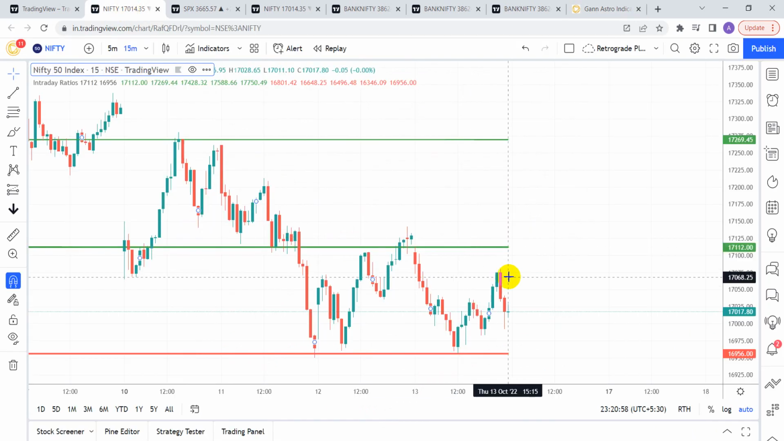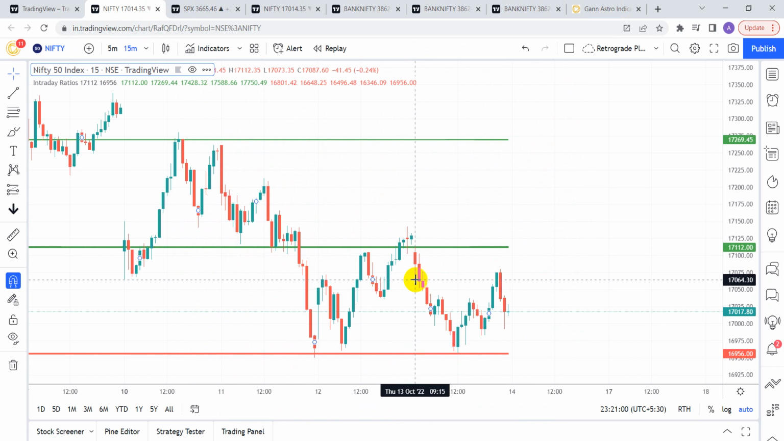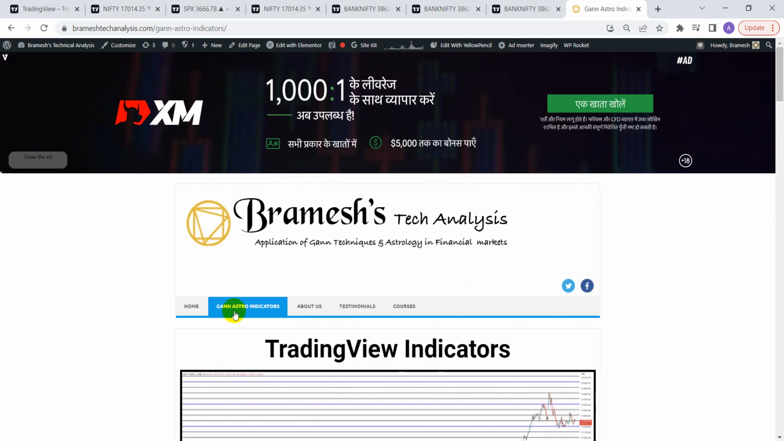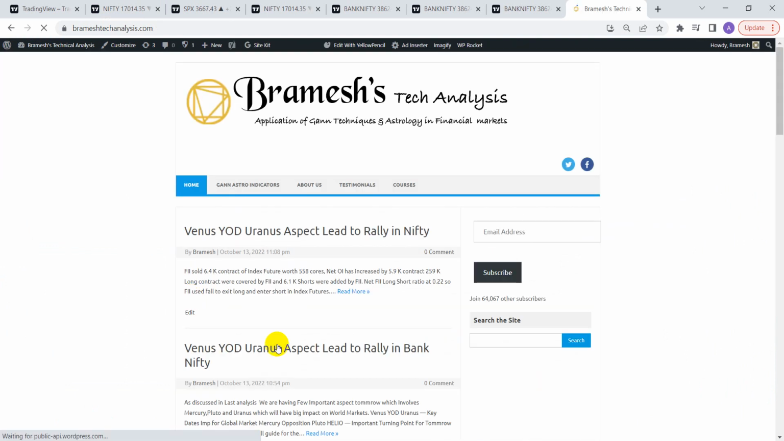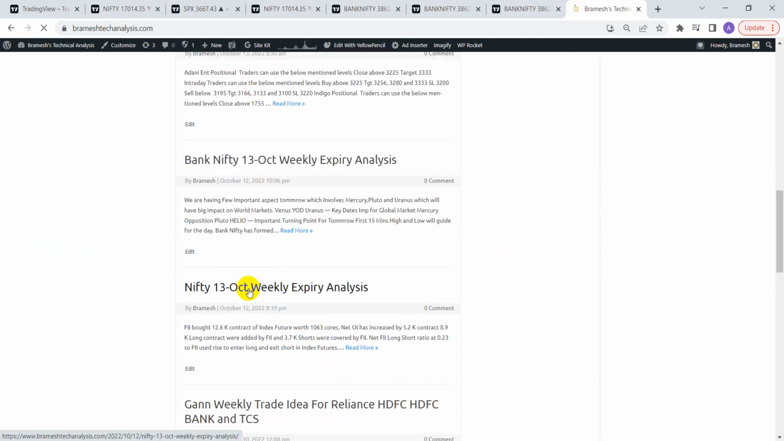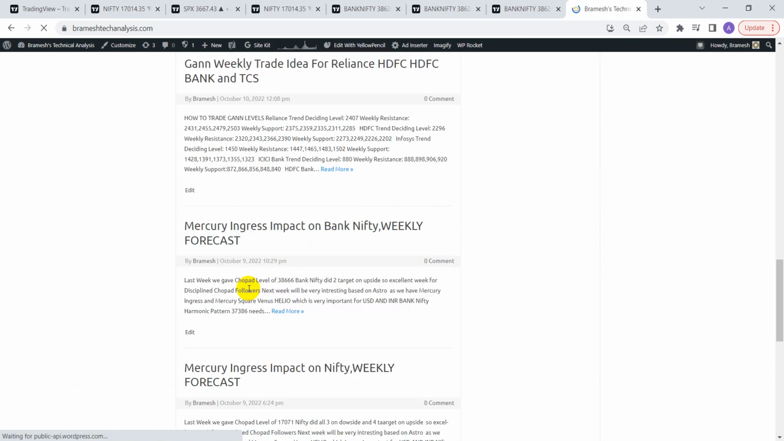So basically, what is this intraday ratio? This is very helpful when there is an important Gann and Astro date. So it cannot be used every day. Generally we use it on days when there are important astro dates, like today. And if you see my website, I have clearly mentioned it in yesterday's analysis, which I posted. Let's go here, Nifty 13th October weekly expiry analysis.